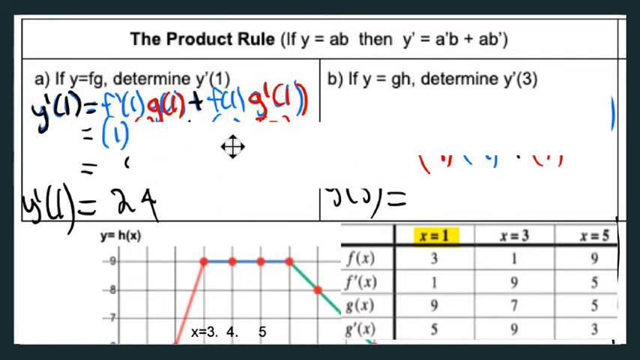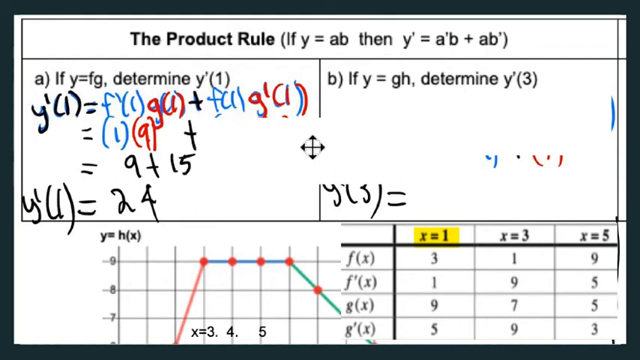So we need to have f prime at 1 is 1, then g of 1. I go to x equals 1, the x value is 1, and then I go to the g function. G at 1 is 9, and that's hence why I use 9 there. Moving across, I'm going to have my plus sign, and then I have f at 1. Again, I go to x equals 1 in the table, and I go to f at x, and it's worth 3. Then I keep going, and g prime when x equals 1. I go down to g prime, and it's 5.